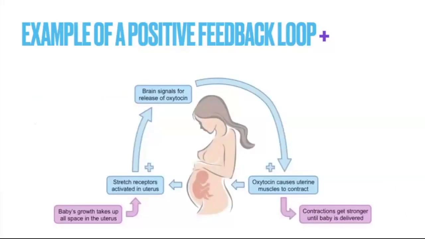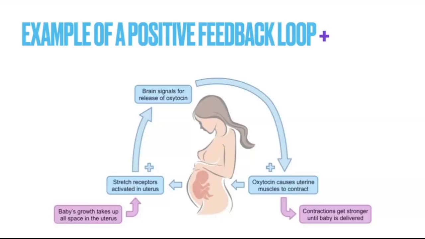So in the labor example, as the baby growth takes up space in the uterus, the stretch receptors relay over to the control center, the brain, and signals the release of oxytocin, which the effectors release and cause the uterine muscles to contract. These contractions get stronger until the baby is delivered.